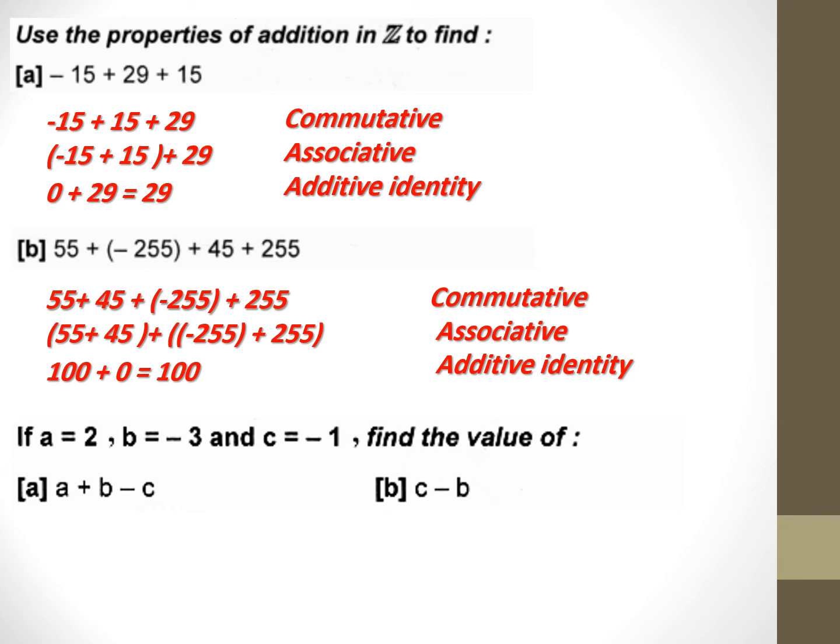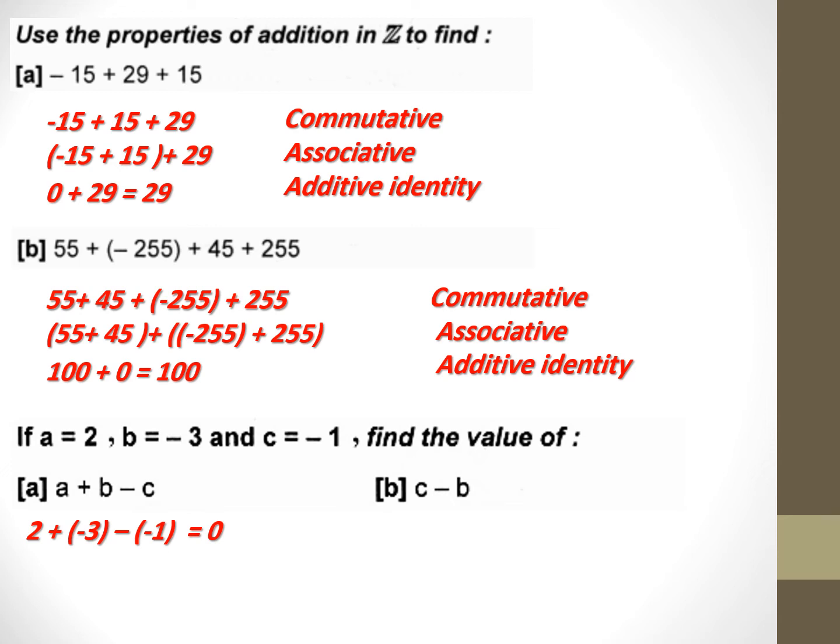Next, if A is 2, B equals negative 3, and C equals negative 1, find the value of number A: A plus B minus C. We will substitute A by 2, B by negative 3, C by negative 1, like this. A equals 2 plus negative 3 minus negative 1 equals 0. You can put it on your calculator.